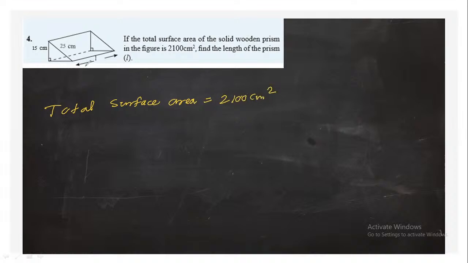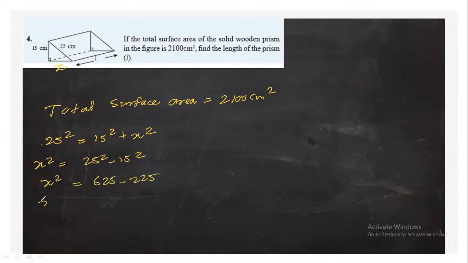Centimeter. Then we want to find x here, right? Then we can write 25 squared equals 15 squared plus x squared. x squared equals 25 squared minus 15 squared. x squared equals 625 minus 225. x squared equals 400. x equals square root of 400. x equals 20. So this is 20.